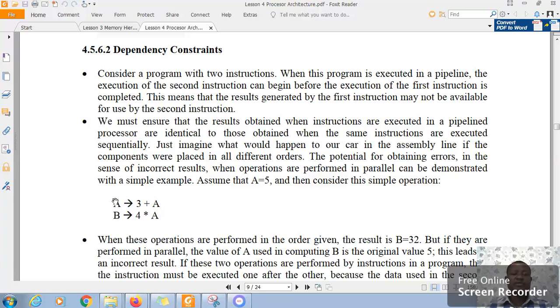And therefore, if these two instructions were to be executed in parallel, or almost in parallel like it happens in pipelining, it means that because the second instruction depends on the first one, somehow the second instruction has to wait for the first one to complete before it can also complete. That is a dependency constraint in pipelining.